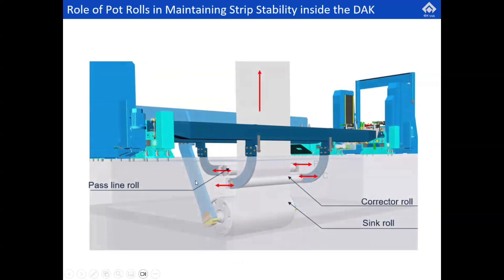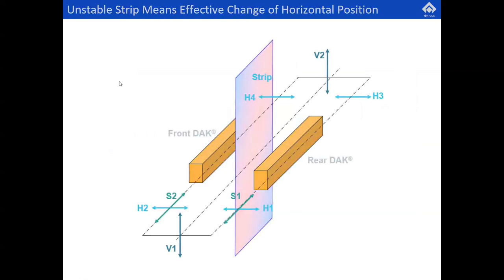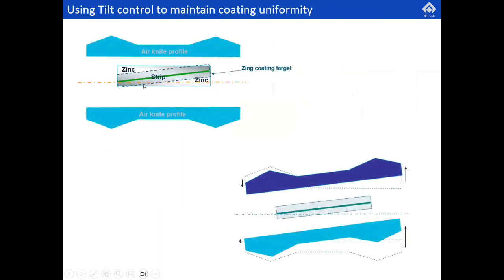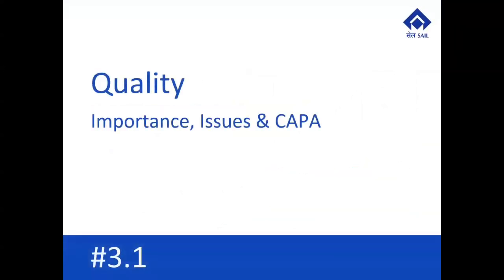So this is the cross section of the strip. The strip comes somewhere here from the furnace, and these are the submerged pot rolls. We call it the sink roll, the pass line, and the corrector rolls. These are the stabilizing rolls. And somewhere here is the air knife, and the strip passes like this. It is very important that presently we maintain a flat strip between the air knife. If the strip is like this, our target zinc coating will also be different in the top and bottom side. So this is the basic idea I wanted to share.